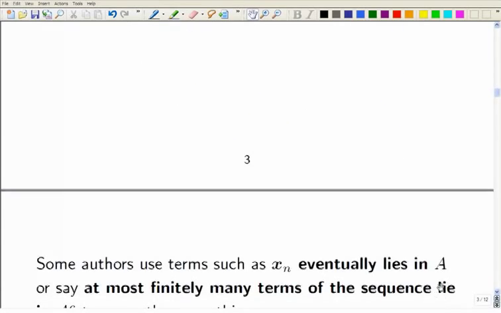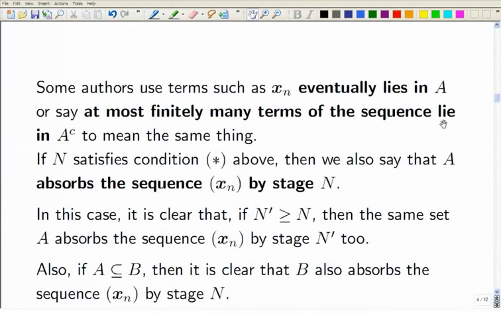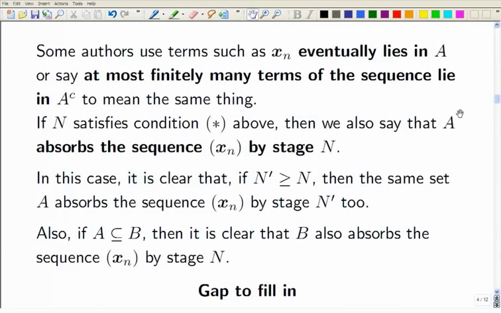So how does this help us? Oh, well, okay, what's a standard term for this? Standard terms for this in the literature are xn eventually lies in A, or at most finitely many terms of the sequence are outside A, or at most finitely many terms of the sequence are in A complement, and so on, various variations.